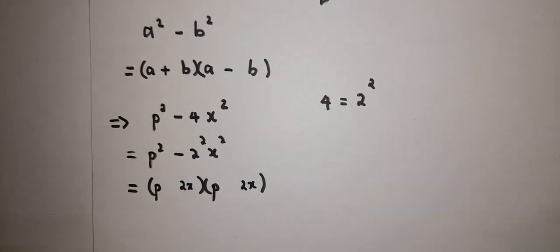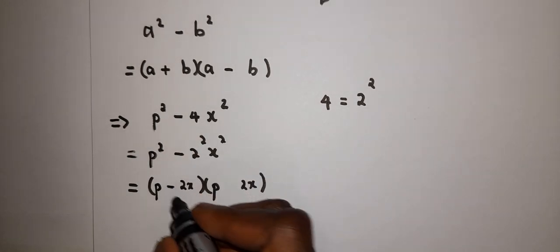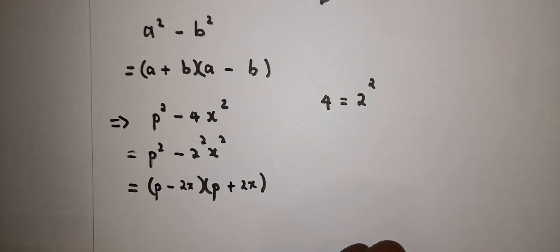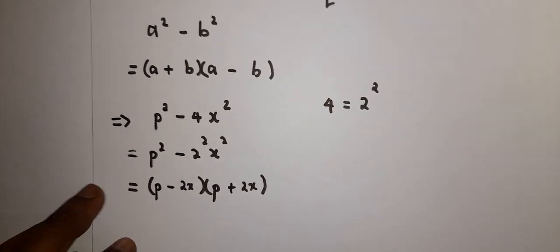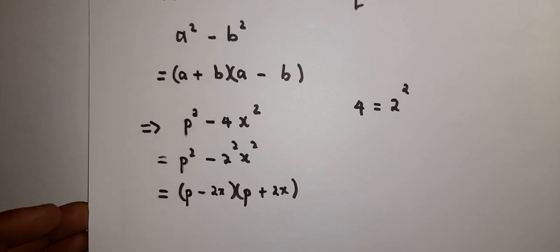Remember, because this is a difference of two squares, one of the brackets is positive, the other is negative. This time around I'm going to deliberately say this one is negative and this one is positive, so it doesn't matter the order, but what matters is that the signs are different. Right, that's our difference of two squares.